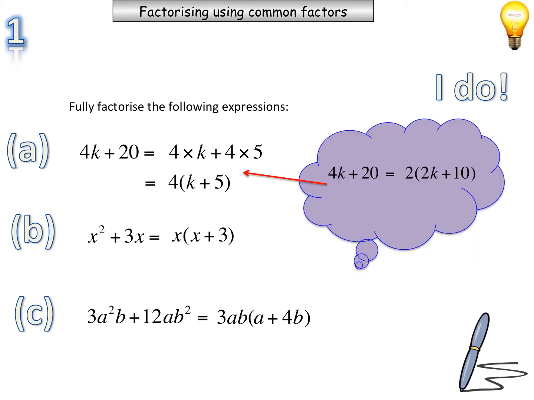Going back to the first one, this is also factorized, but can you see what's different from this answer to the expression that we had at the start? The difference is the 4 is in fact the highest common factor, where the 2 is just a factor. And we can factorize even further what's inside the brackets, the 2k plus 10. So if it says fully factorized, you must have the highest common factor at the front.